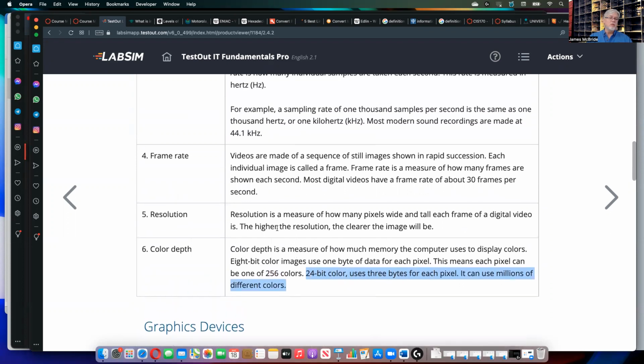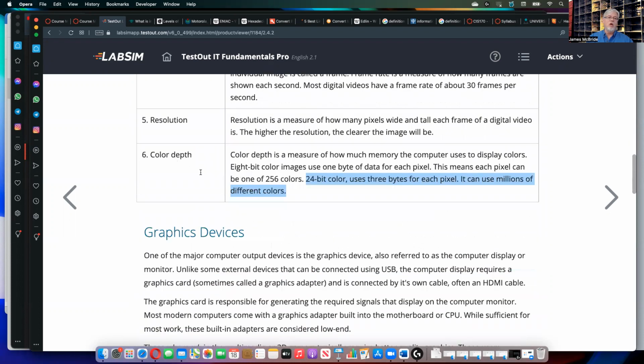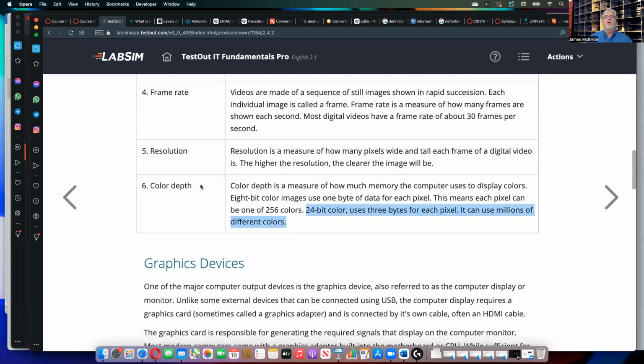But the current color depth is so high that you can't tell the difference. So some people will say, oh, this color depth is so much better, it's a 32-bit color depth. And it's like, yeah, you can't see it anyway, so it doesn't matter. All right, resolution.